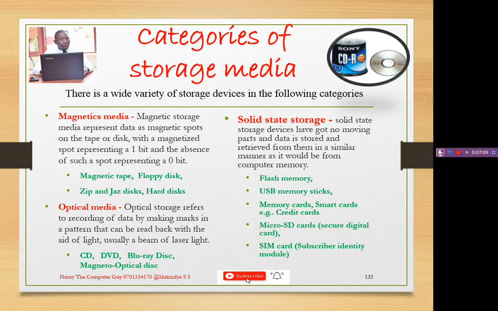For example, we have the flash disks. We can have the USB memory sticks. We have the memory cards, the smart cards, for example, the credit cards. We can have the micro SD cards. So SD specifically in full is the secure digital. We can have a SIM card. Remember, you have phones and they store some of the information, for example, phone numbers, but they have no moving parts. You also wonder how that SIM card can store some data. So it is under solid state. So the SIM card in full is actually the subscriber identity module.